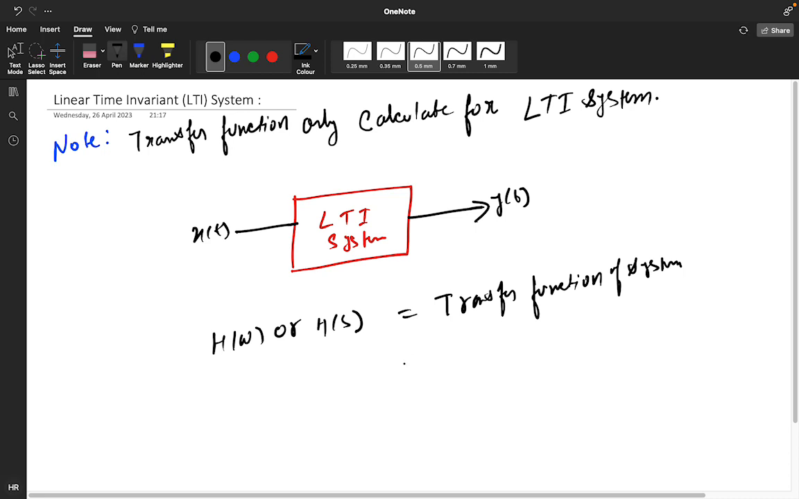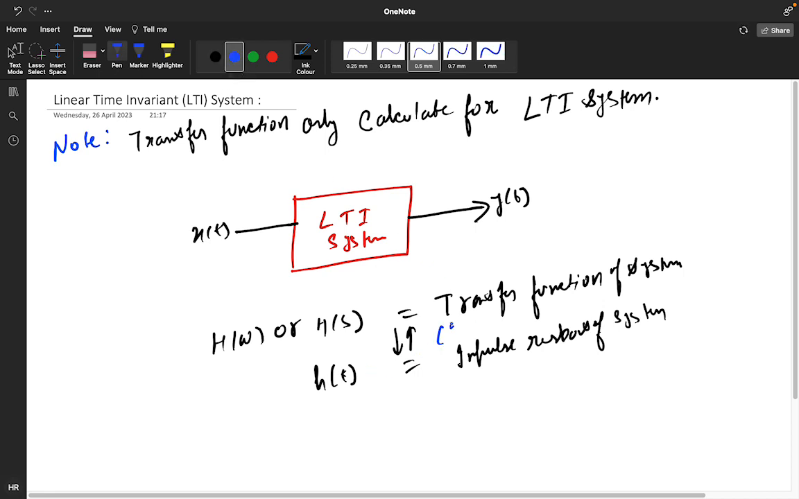Or you can write it like this: h of t is equal to the impulse response of the system. So for both, we are applying the inverse Laplace transform to get this result.